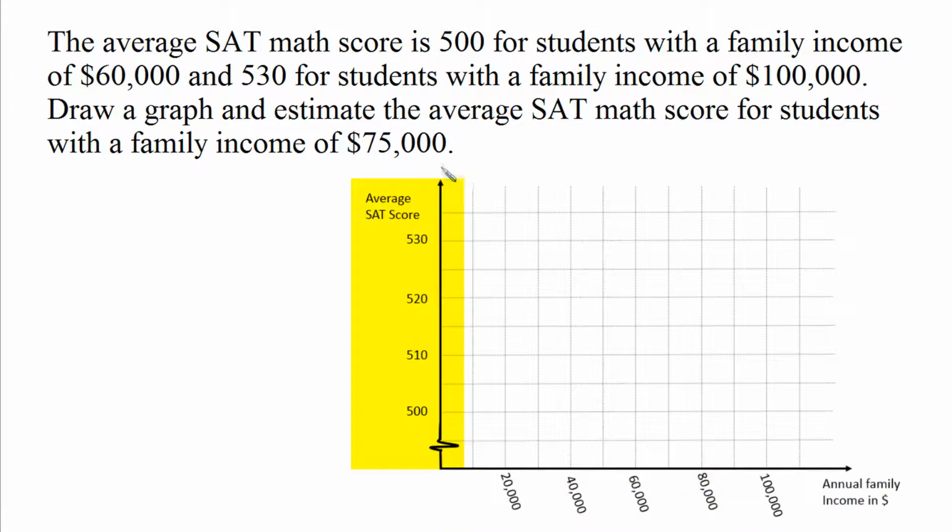And then in the vertical axis, I'll place the average SAT score. The graph shows a little squiggly line, which shows that it doesn't start at 0. I have actually started at 500, and I've labeled 500, 510, 520, and 530. But each line on the grid really goes up 5 points.